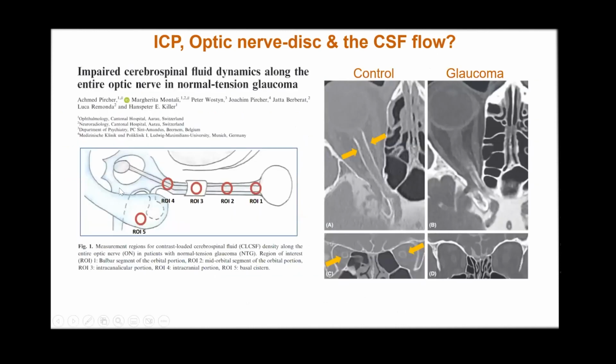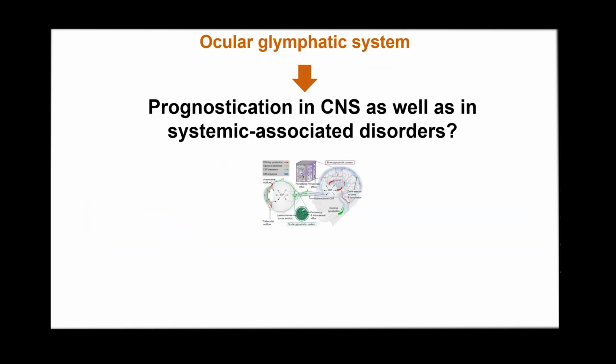So this is a clinical study where you can see in a patient with glaucoma, this is a control condition where you can see the CSF along the optic nerve, the flow which is significantly impaired in glaucoma. And studying the ocular lymphatic system could be like a prognosticating factor in CNS disorders as well as in systemic disorders, because it could be studied in a very non-invasive manner, and it's like a downstream compartment of the main lymphatic system in the brain.